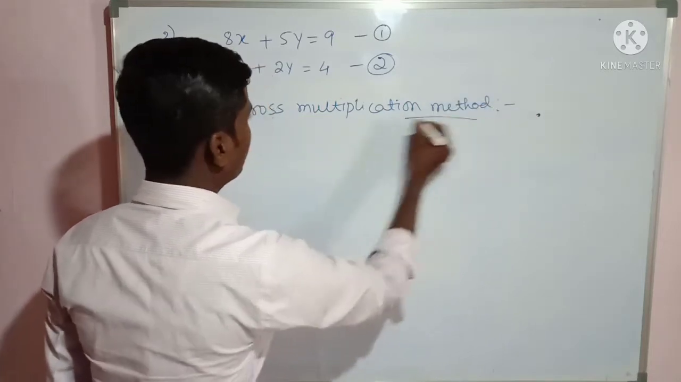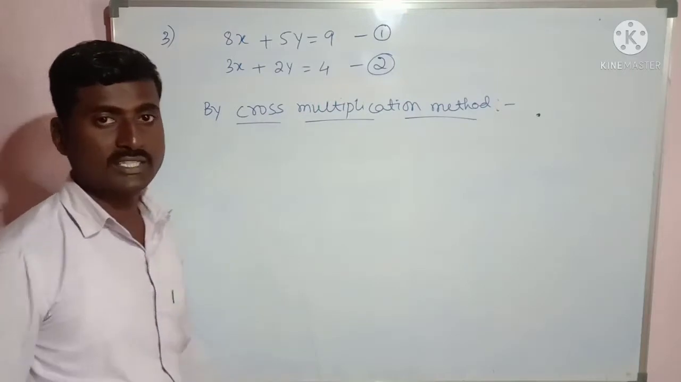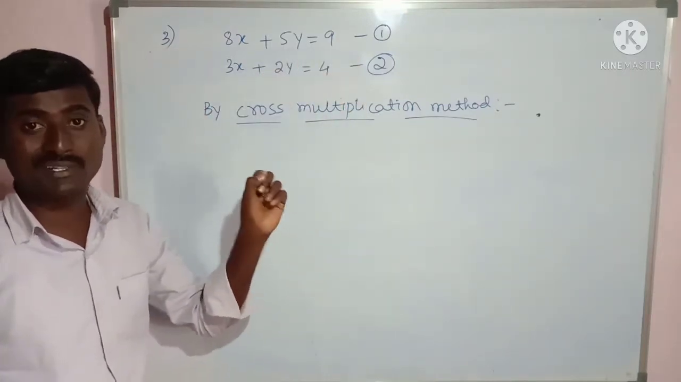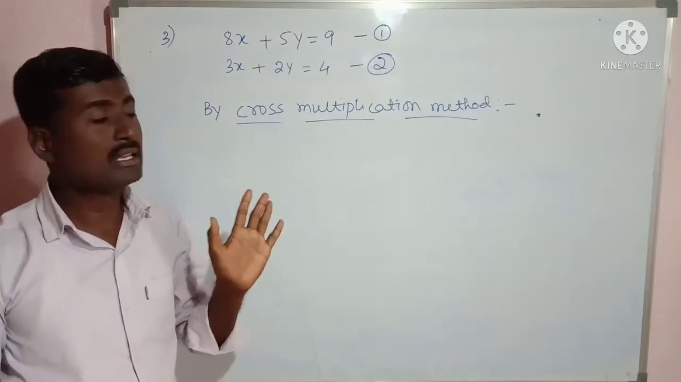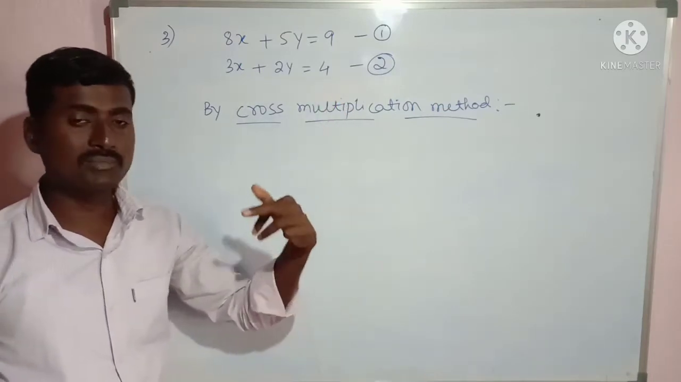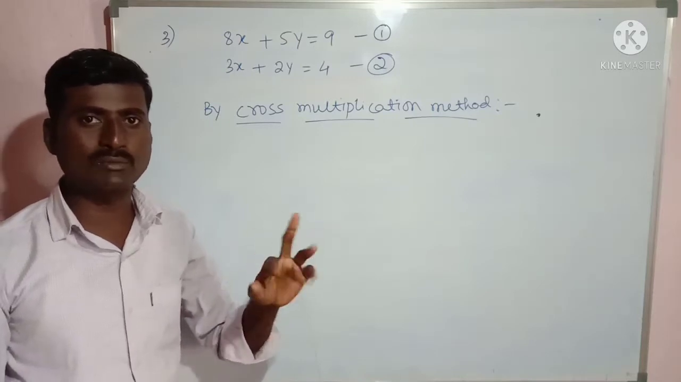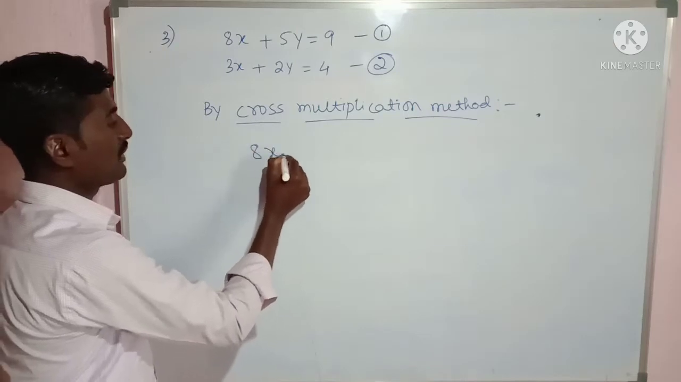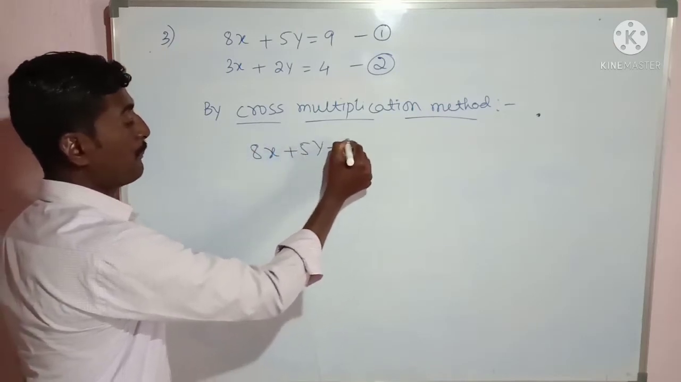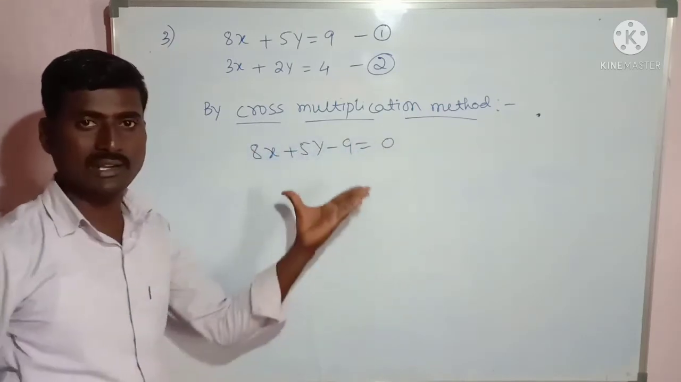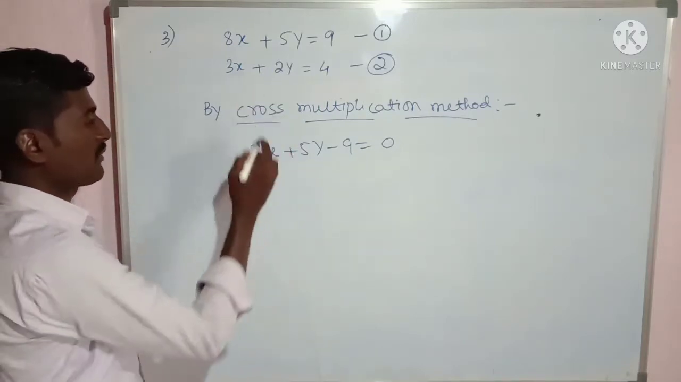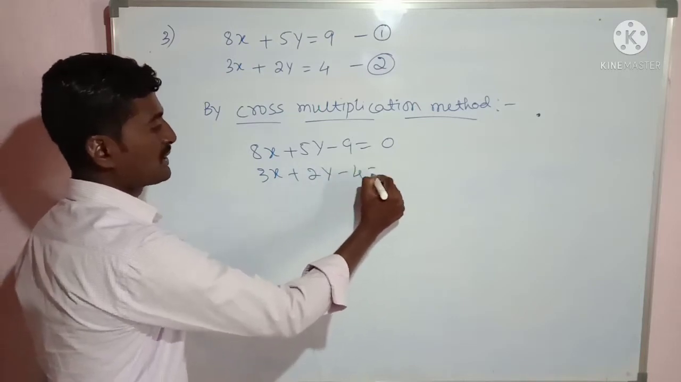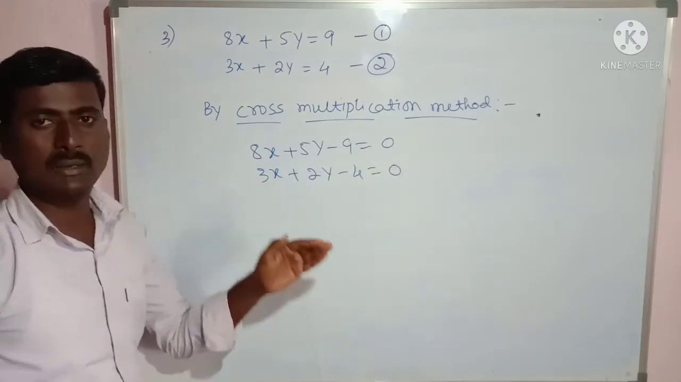Now for this method, first you should write the given equations in standard form, that is ax plus by plus c equal to 0 form. You must write it. Otherwise you will get a different answer. Plus sign, minus sign will be different. Now for that I have to write it in standard form. 8x plus 5y minus 9 equal to 0. Like this. Now for this equation, 3x plus 2y minus 4 is equal to 0. Now we can apply the method.